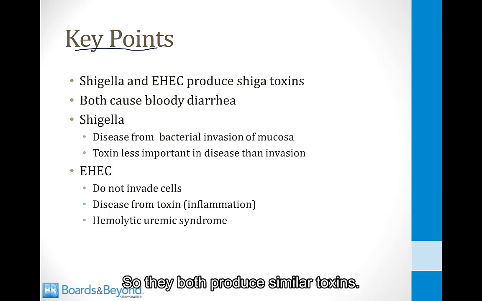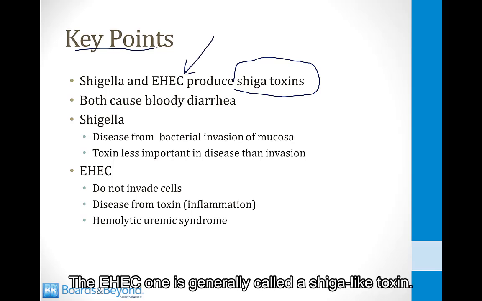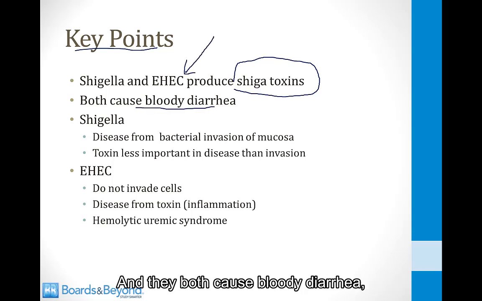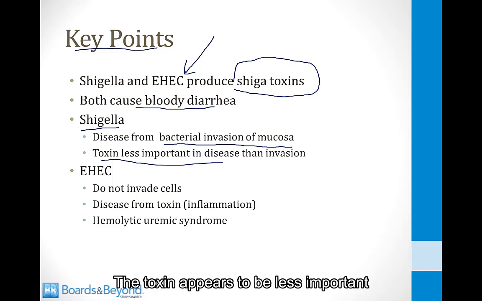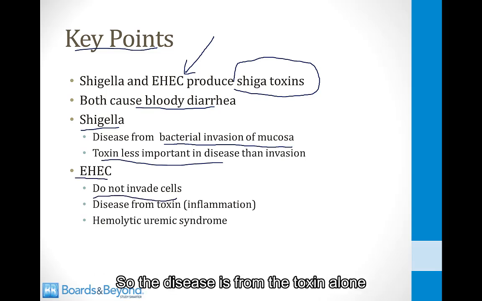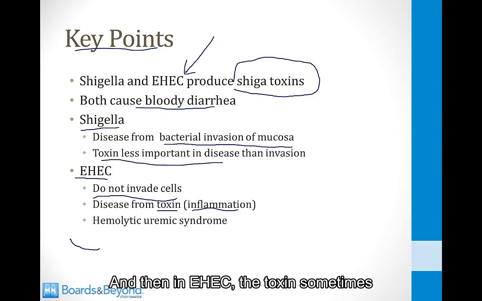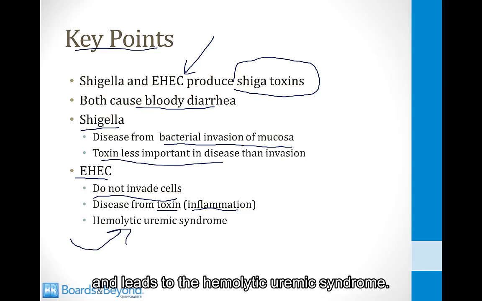So before I go on, let me just summarize a couple key points about Shigella and EHEC. So they both produce similar toxins in the Shiga toxin family. The EHEC one is generally called a Shiga-like toxin, and they both cause bloody diarrhea. But their mechanisms are a little bit different. Shigella causes disease primarily from bacterial invasion of the mucosa. The toxin appears to be less important because strains that don't produce the toxin still make people very sick. EHEC, on the other hand, does not invade cells, so the disease is from the toxin alone and the inflammation it triggers. And then in EHEC, the toxin sometimes enters the systemic circulation and leads to the hemolytic uremic syndrome.